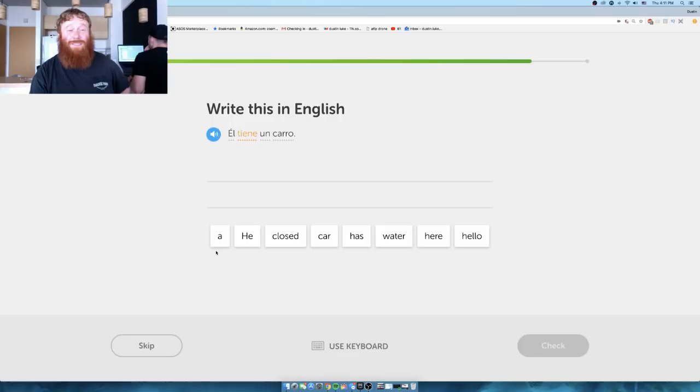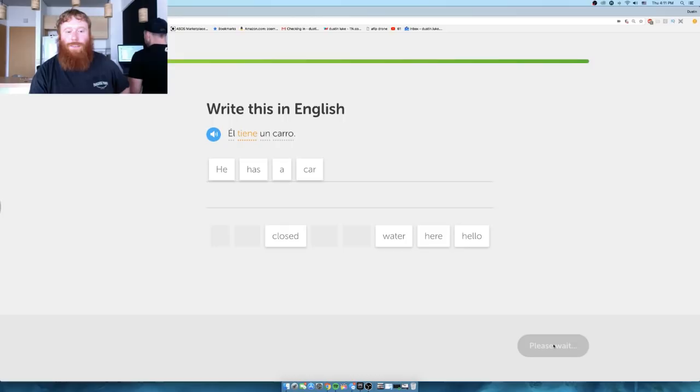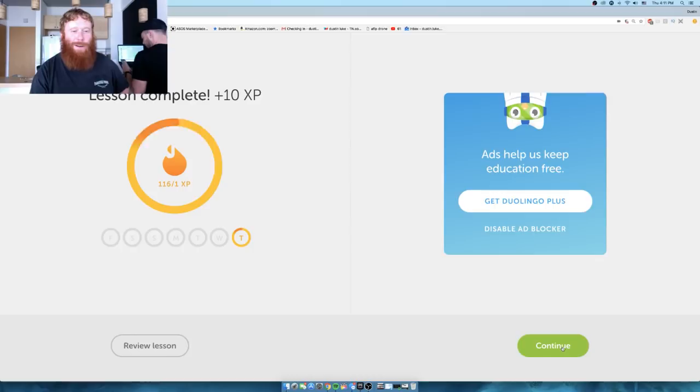Él tiene un carro. Tiene? Does that mean has, I'm assuming? Has a car. Tiene. Okay, so tiene is the new word of the day. It means has, apparently. That's probably an important word to memorize.